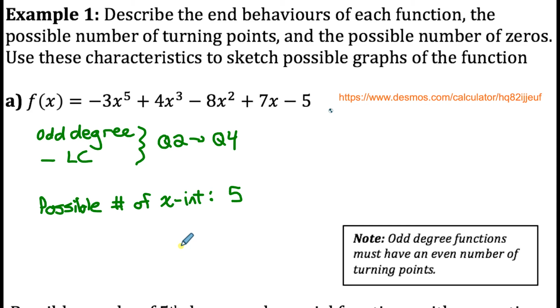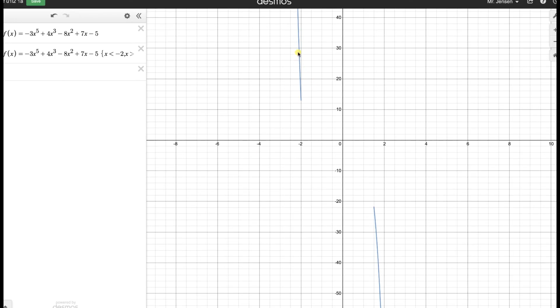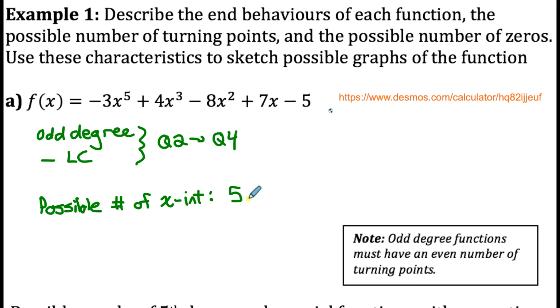And the least number of x-intercepts it could have, well, let's think, can it have 0? If it's going to start up here and finish down here, it has to cross the x-axis at least once. So we're going to have at least one x-intercept. So it could be 5, or any other number down to 1. 5, 4, 3, 2, or 1. Any of those are possibilities for a degree 5 polynomial function.